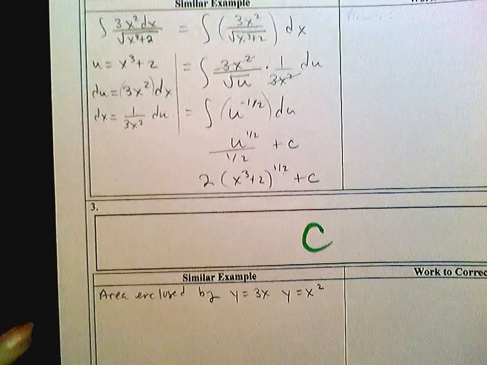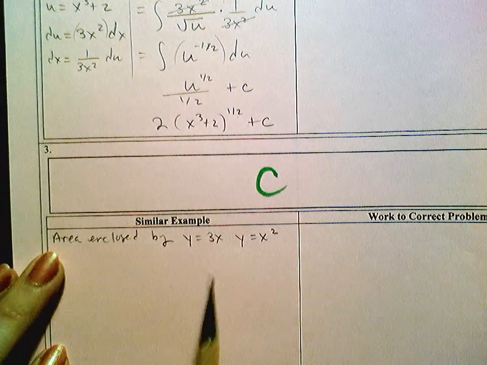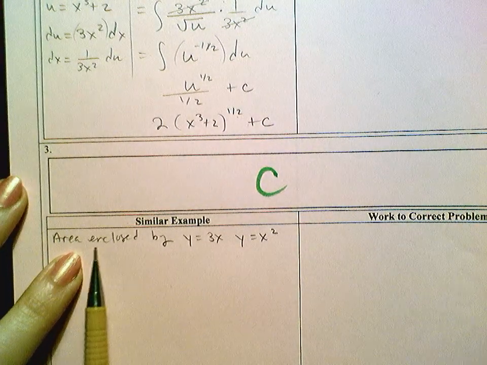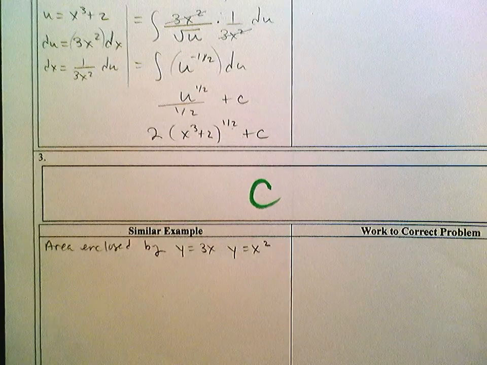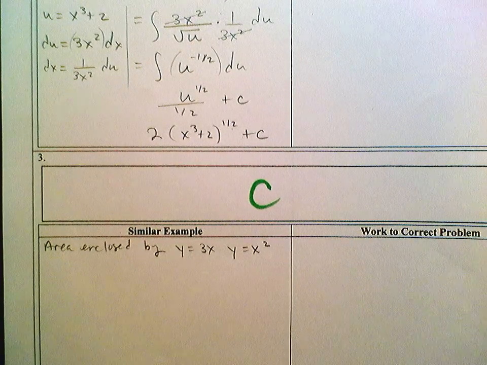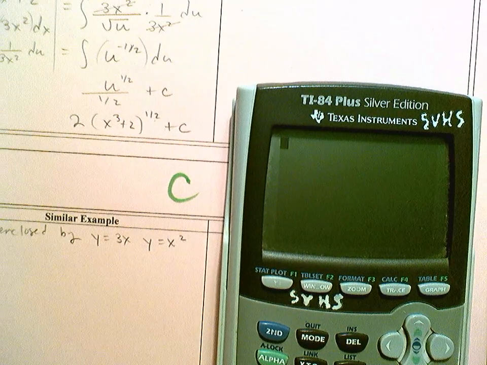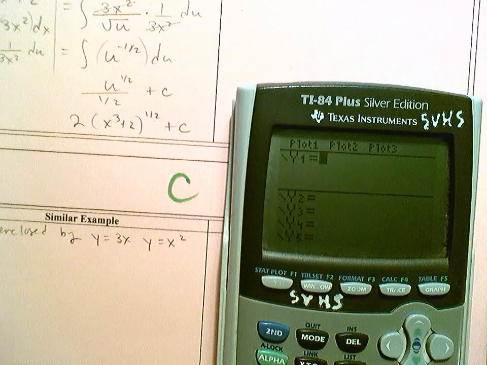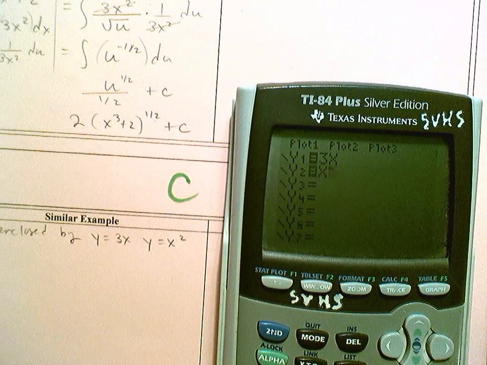And number 3, the answer to this is C. We're going to take some notes here together. In this similar example, we're going to find the area enclosed by y equals 3x and y equals x squared. Now this is a calculator section, so let's start by graphing those: 3x and x squared.